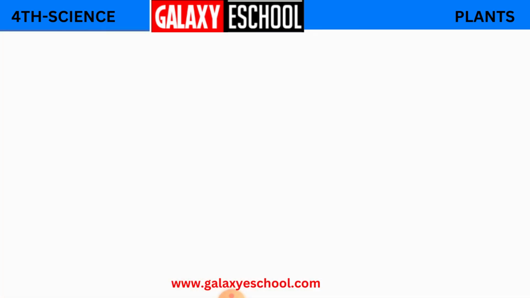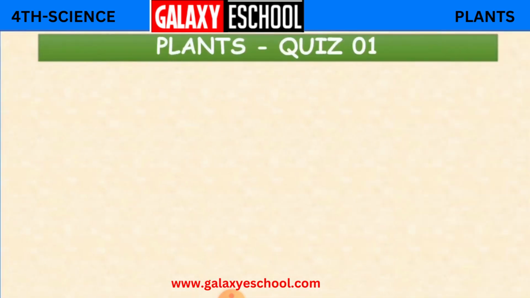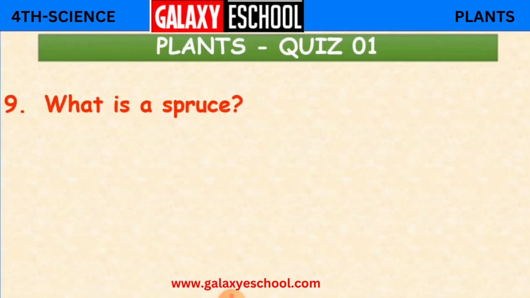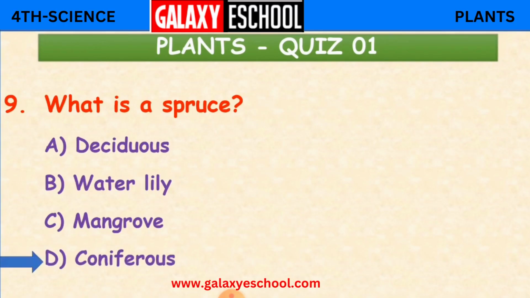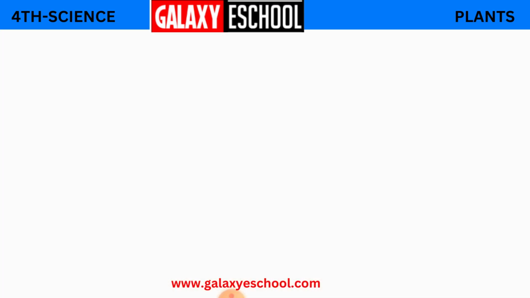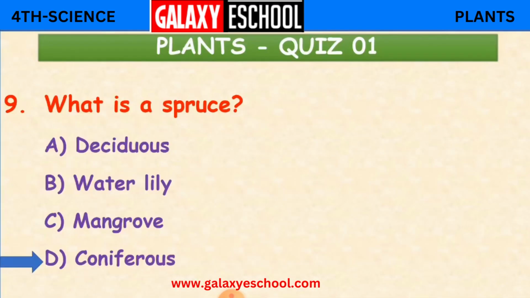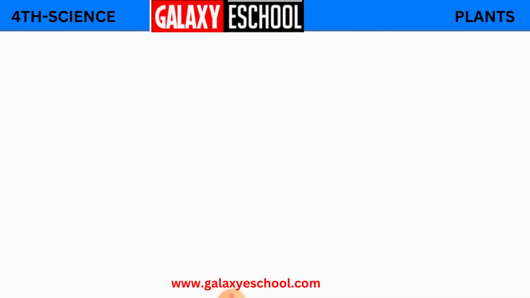Again, children, the next question. What is a spruce? Option A is deciduous, B water lily, C mangrove, D coniferous. Spruce: we already learned that it is coniferous. It has cone type of leaves. Okay, children? Clear? And the last question for you.